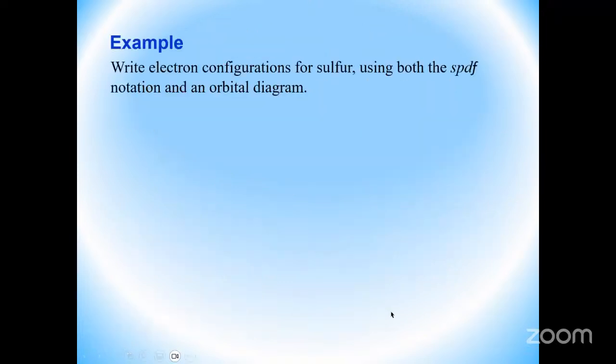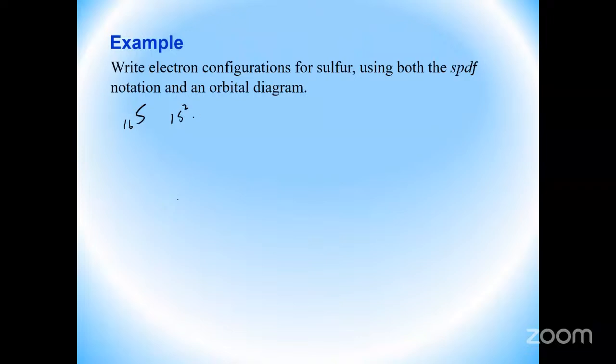All right. Okay, so this question is asking, write the electronic configuration for sulfur using the SPDF notation and the orbital diagram. So the first thing you would do to get the electron configuration of sulfur is look up the atomic number, which is 60, right? So sulfur has an atomic number of 60, right? So using that same diagram I showed you, you use that to establish the order of the orbitals.